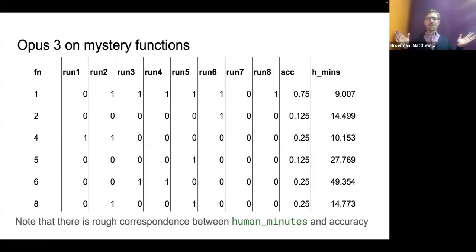Okay, so here's a real example on the mystery functions for Opus 3. You can see some of the mystery functions it seems to succeed at mostly, and some not very often. And these are eight runs. So pretty straightforward. And then I'm carrying forward these human minutes. So these are the figures.